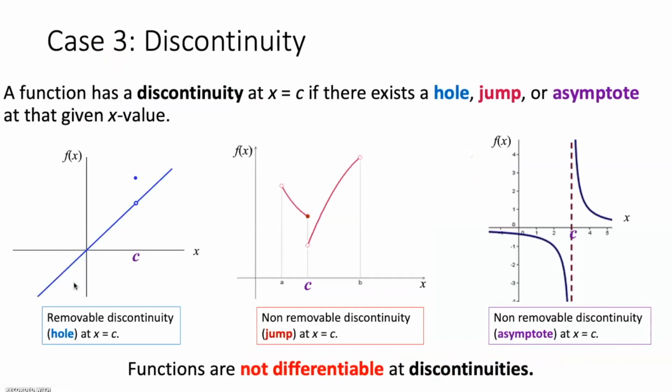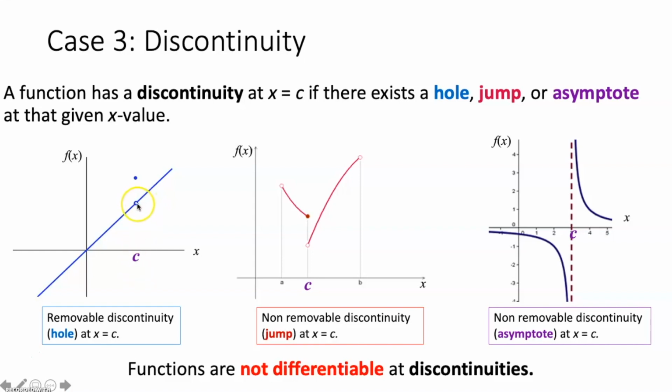Now, the third case where a function would not be differentiable is at any discontinuity. A function has a discontinuity at x equals c if there's a hole, jump, or an asymptote at that given x value. So we already know about the three different types of discontinuities: holes, jumps, and asymptotes. And now we know that a function with one of those discontinuities cannot be differentiable at that given x value, x equals c.